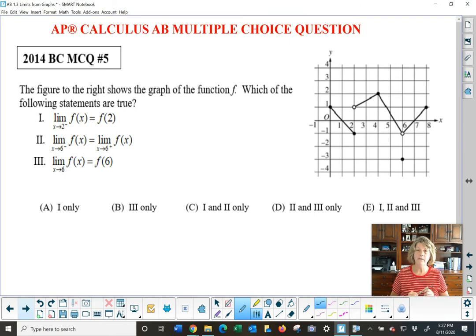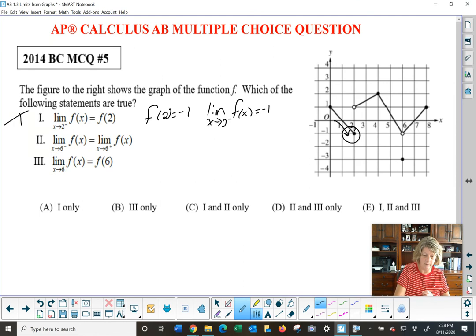So see if you can figure this out. Hit pause and then come back to me. The limit as x approaches 2 from the left is equal to f of 2. The limit as x approaches 2 from the left comes to -1, and f of 2 equals -1. I have to put a big fat true on that one.